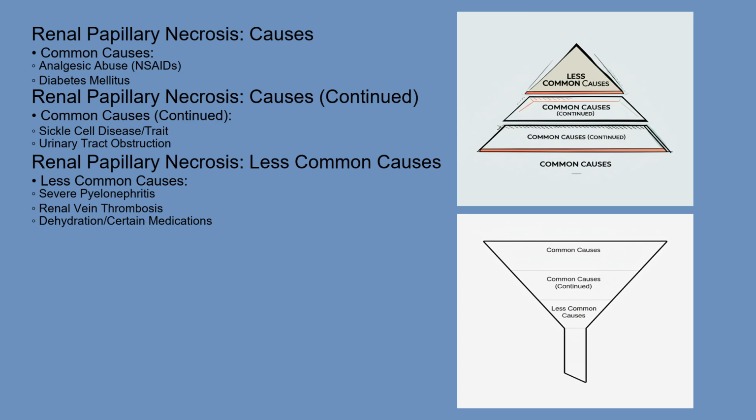So, what causes renal papillary necrosis? Several factors can contribute to its development. The most common culprits are analgesic abuse, specifically long-term use of pain medications like NSAIDs, diabetes mellitus, where persistently high blood sugar levels damage the delicate kidney tissues, sickle cell disease or trait, due to the abnormal shape of red blood cells obstructing blood flow, and urinary tract obstruction, which increases pressure within the kidney.